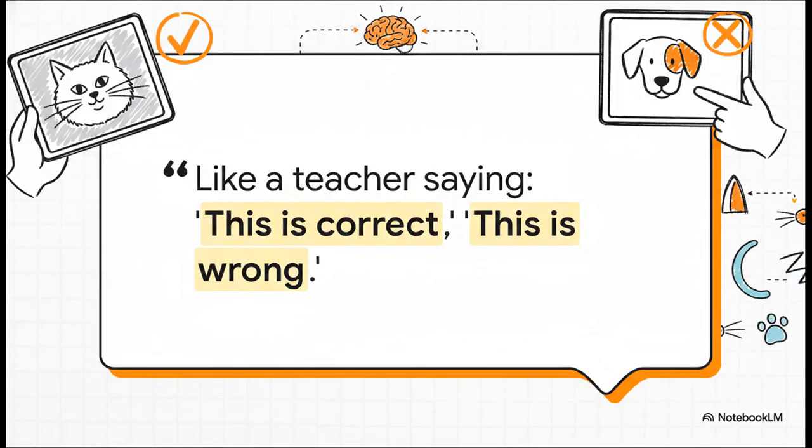This analogy just makes it so clear. Imagine you're showing a computer millions of pictures. And for every single one, you tell it, yep, that's a cat, or no, not a cat. After seeing enough of these correct examples, it starts to pick up on the patterns, the pointy ears, the whiskers, the tail. It starts to learn what a cat actually looks like.